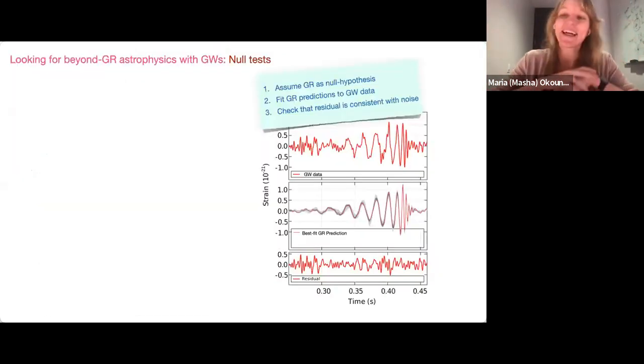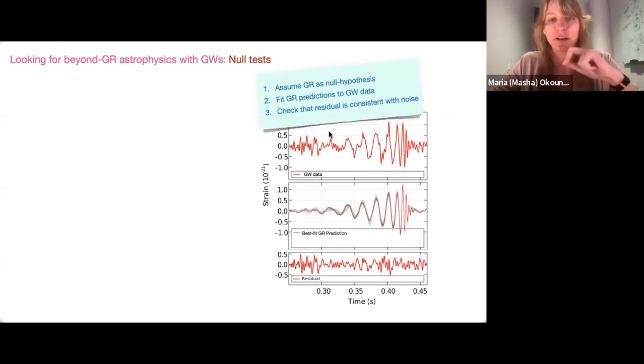And so presently, LIGO, Virgo, and KAGRA do perform tests of general relativity with gravitational wave observations. These mainly come in two flavors of tests. The first are what are known as null tests. These come in three steps. First, you assume general relativity as your null hypothesis. So you make predictions using, for example, numerical relativity for what gravitational waves should look like in GR. You fit these predictions to gravitational wave data.